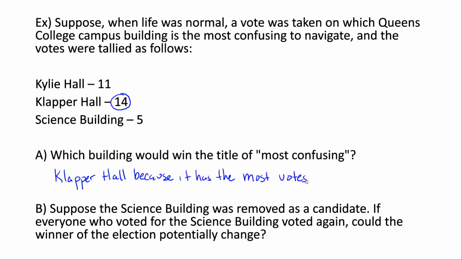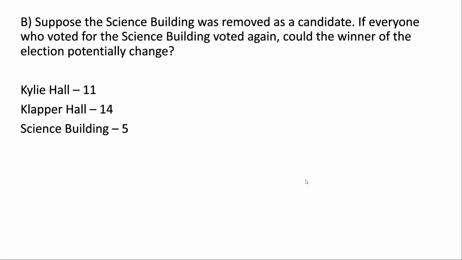Now we'll take a look at part B, which is a little bit different. So here we're going to assume that the Science Building is being removed as a candidate. So we're saying you can't vote for this choice anymore. Now we're being asked if everybody who voted for the Science Building voted again, could the winner of the election potentially change? So we now have 5 votes and we can kind of hand them out however we want.